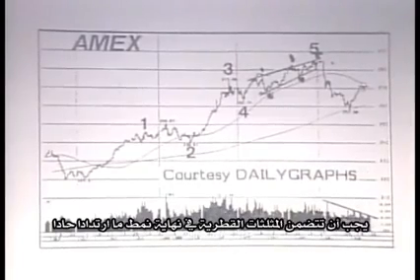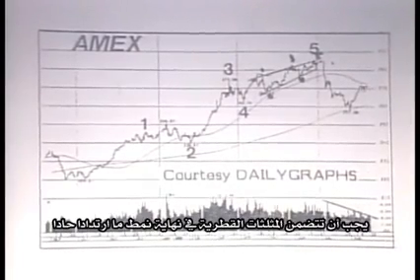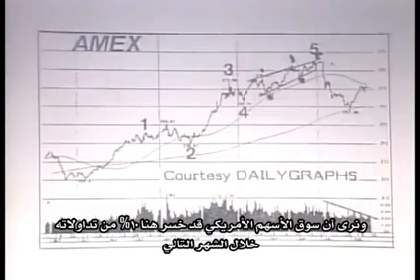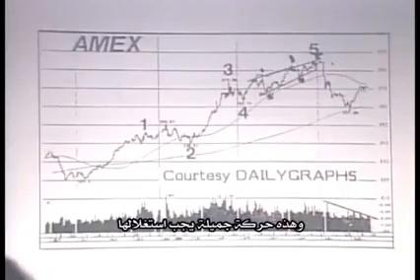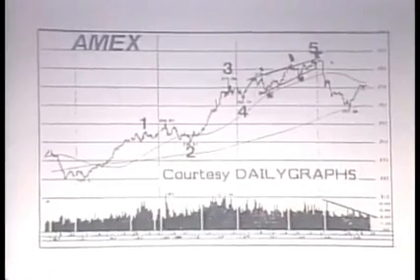What happened? Now, a diagonal triangle is an ending pattern. It's supposed to indicate a sharp reversal. Well, the American Stock Exchange lost 10% over the course of the next month. And that would be a nice move to catch.